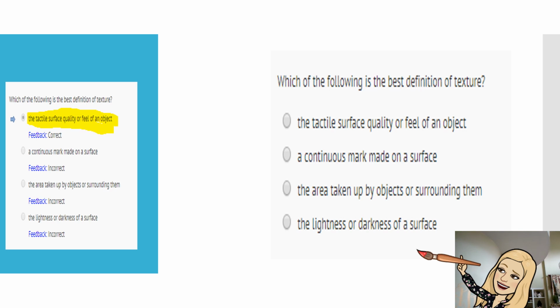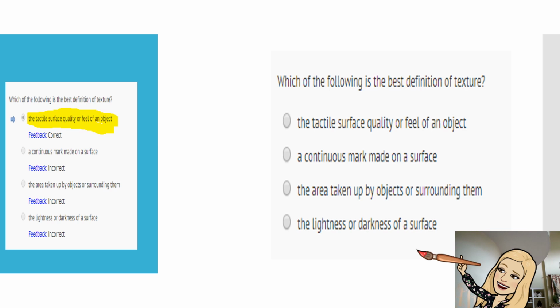Okay, so your best answer choice is going to be the tactile surface quality or feel of an object. So let's say, for example, I ask you to feel, if you're wearing shoes, the bottom of your shoe. It has kind of a rough, bumpy surface. And then let's say I ask you to feel the outside of your window. It feels smooth. If I asked you to feel a piece of sandpaper, it would feel rough and gritty. That's what texture is. It's how an object feels.